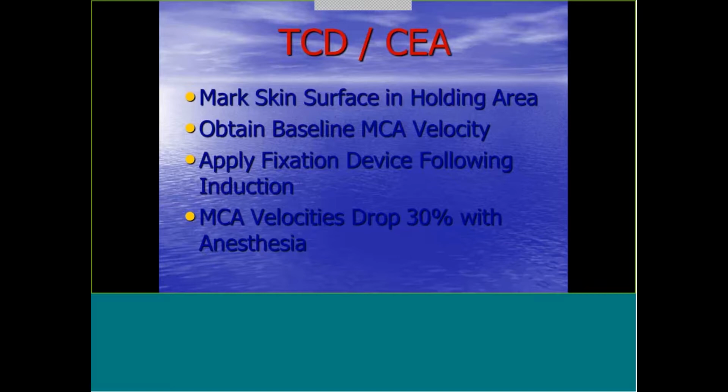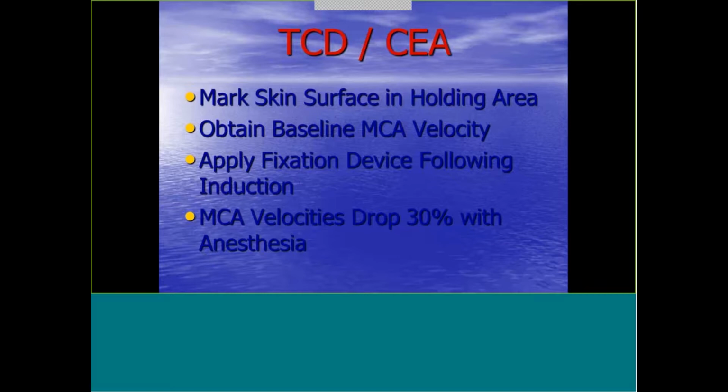Now, remember that velocities will drop. You're going to get a baseline in the holding area, and then in the operating room, you're going to put the Doppler back on, and you're going to notice the velocities are lower. The patient is asleep. Velocities normally drop about 30% after the patient is asleep. So expect that. You're not going to have flows of 60 that you had in the holding area in the operating room after the patient's asleep. Velocities will drop at least 30%.